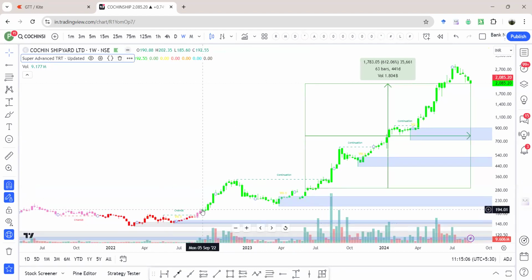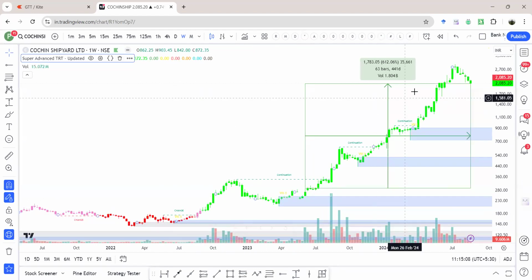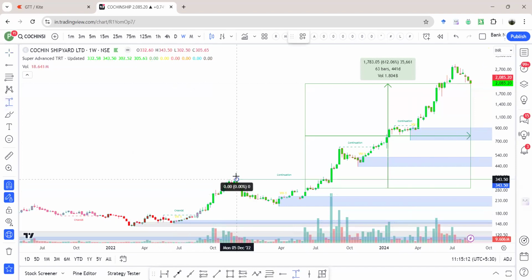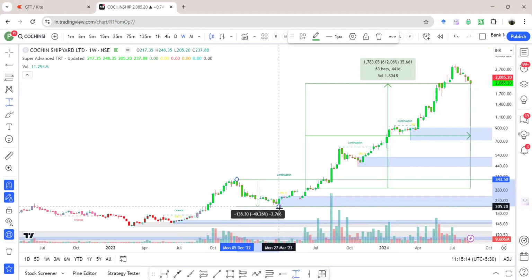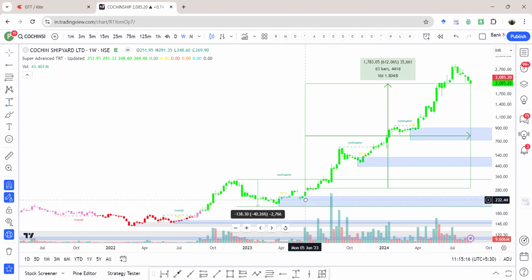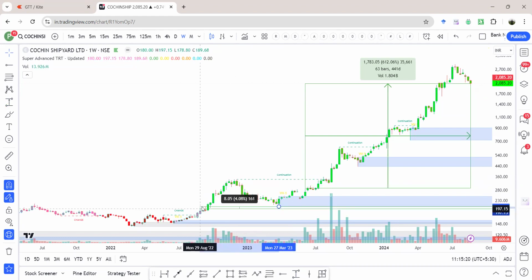See, this has kept going higher and higher from 194 level to this level. And here it came down also. How much did it come down? It came down by 40%. But it has not hit the stop loss. If you want to capture larger moves, you have to keep stop losses wider.